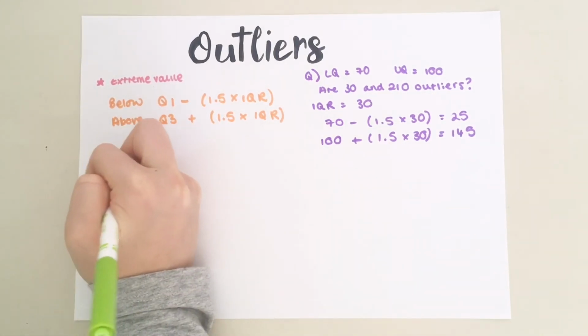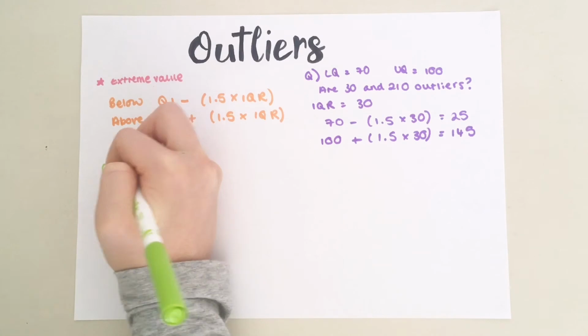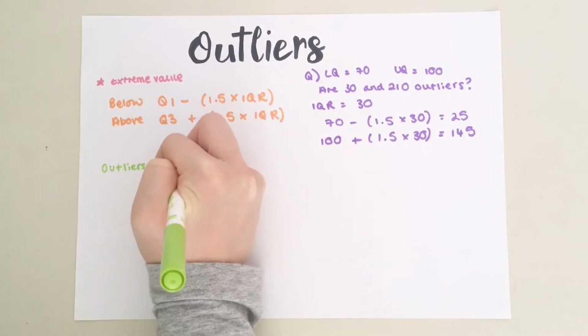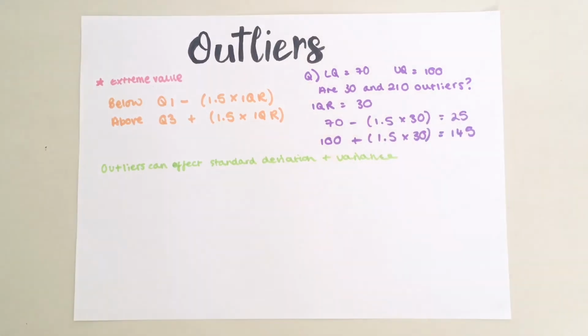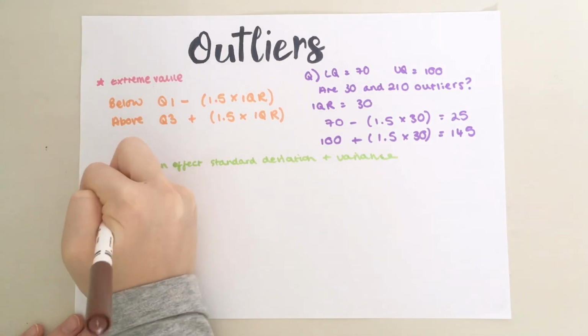Outliers can affect the standard deviation and variance. Sometimes outliers are legitimate values that could still be correct. However, there are other occasions when an outlier should clearly be removed from the data, as it is an error. These are known as anomalies.